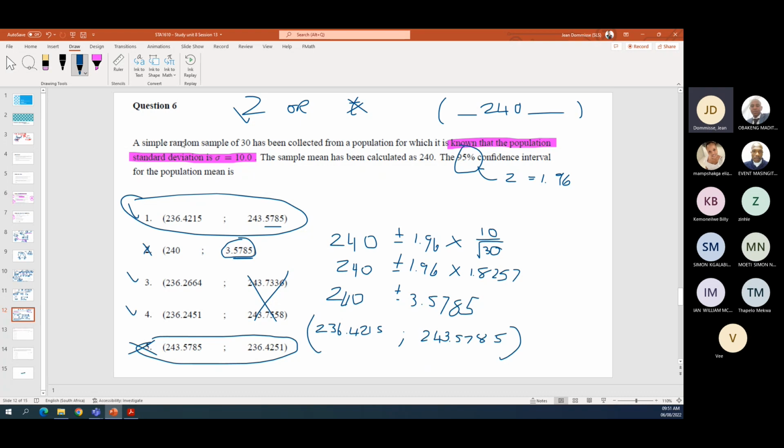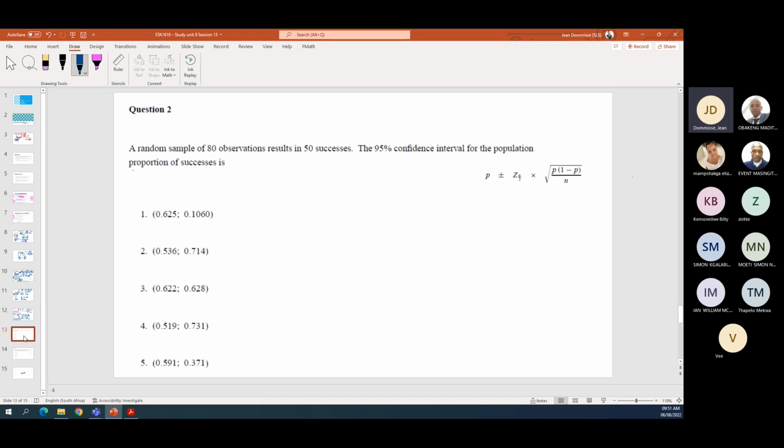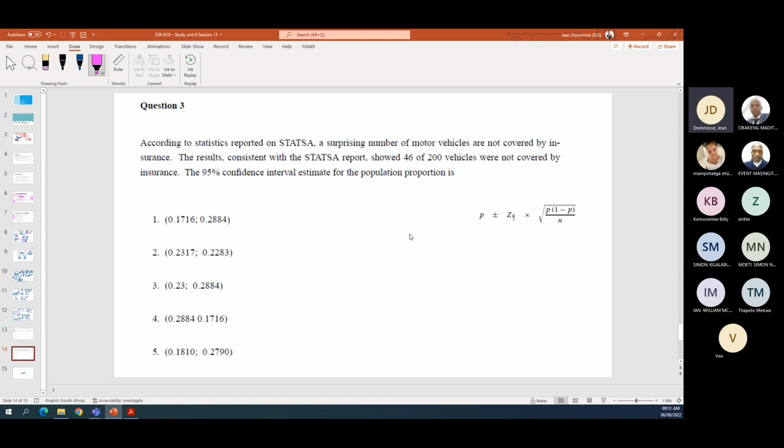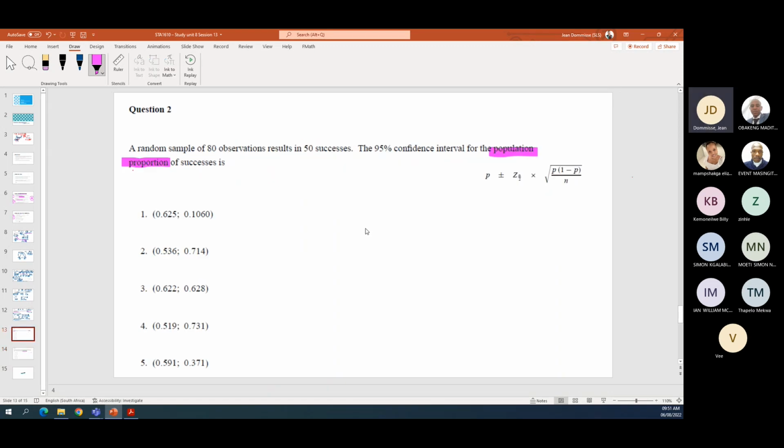So the last two is on proportion, and proportion again, they tell you. So there's nothing here that can be seen as something else. They need to tell you you're working with a proportion. Okay, so let's look at what they tell us.